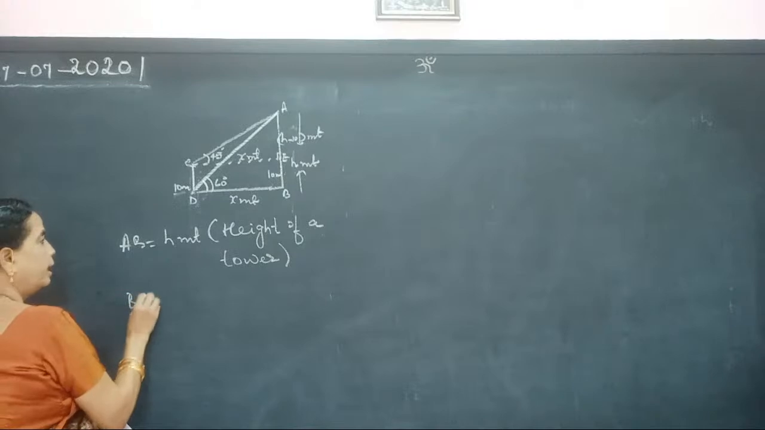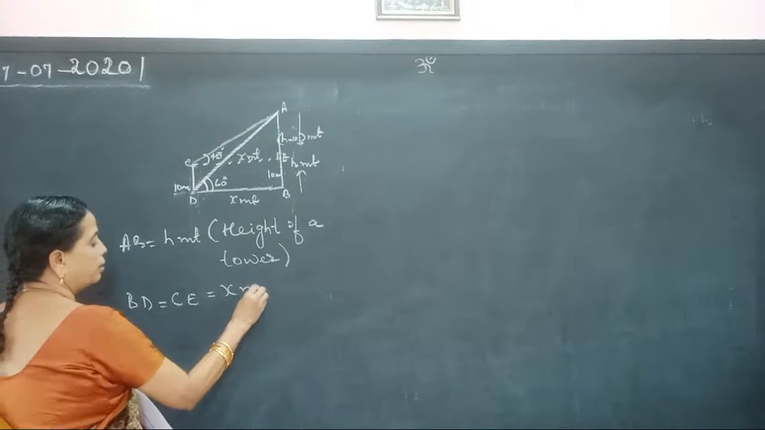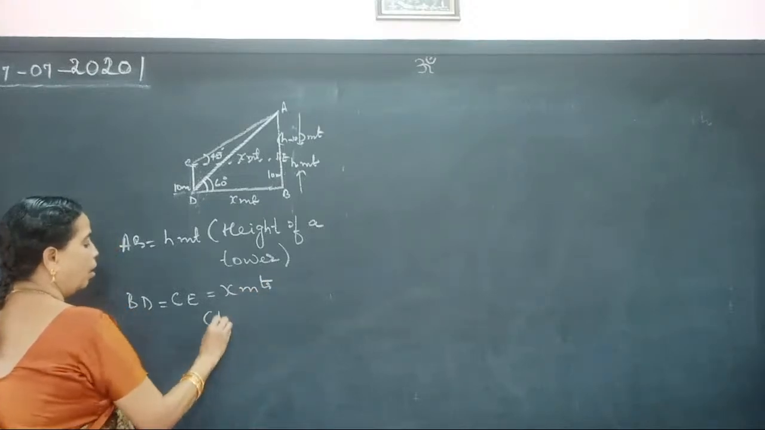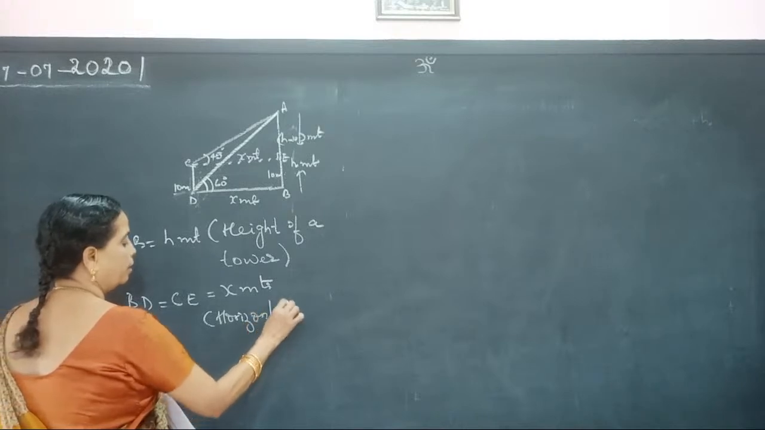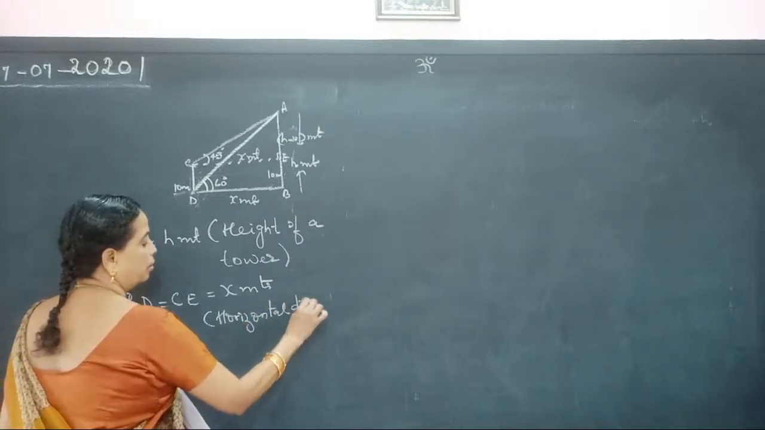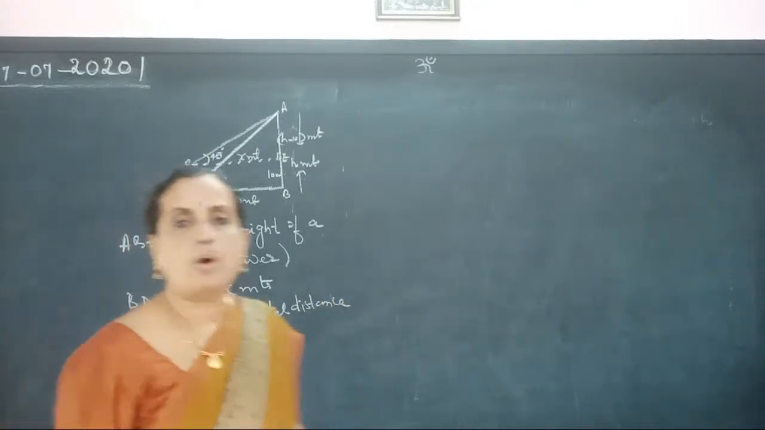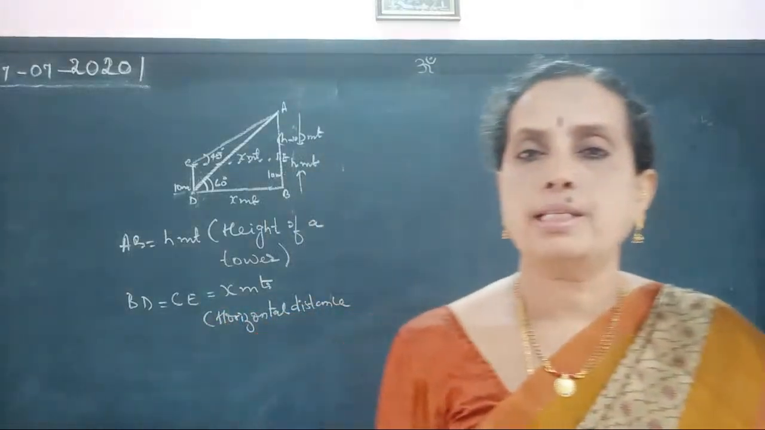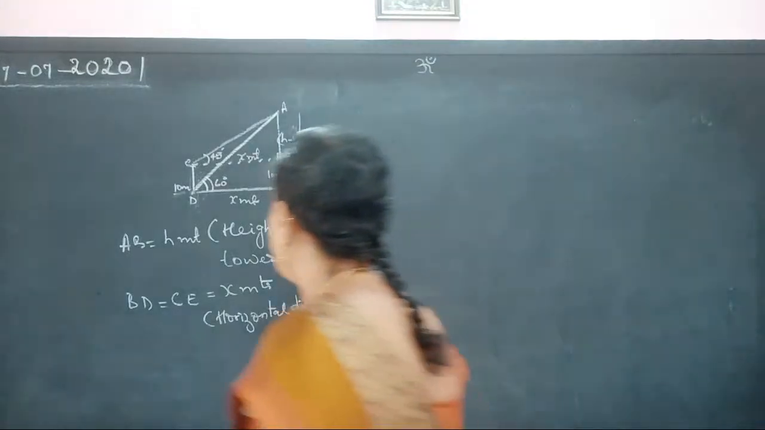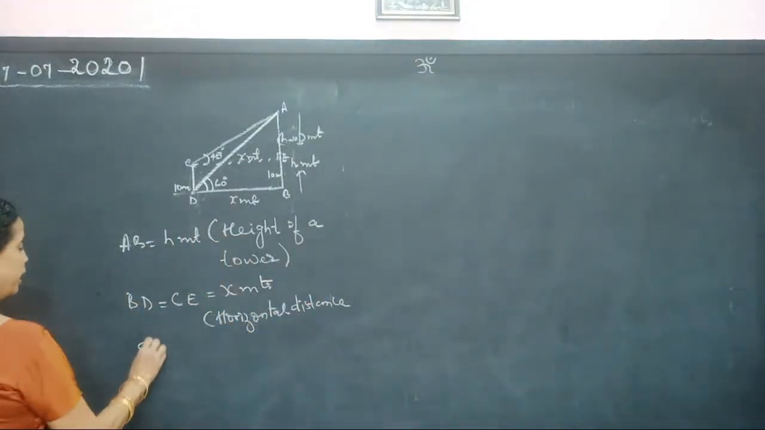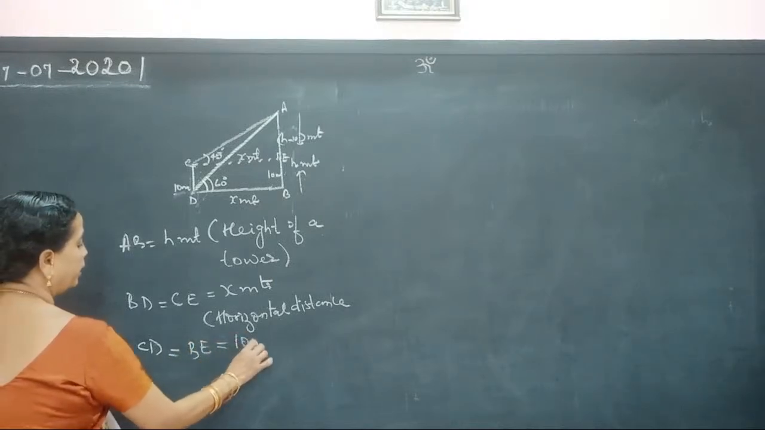BD equals CE equals x meter. It is horizontal distance. That is the distance between foot of the tower and the point of observation. We always consider it as its horizontal distance. Then CD equals BE equals 10 meters.